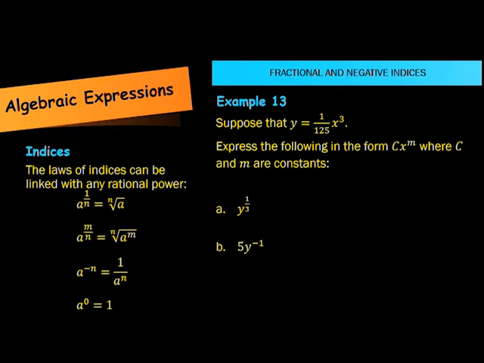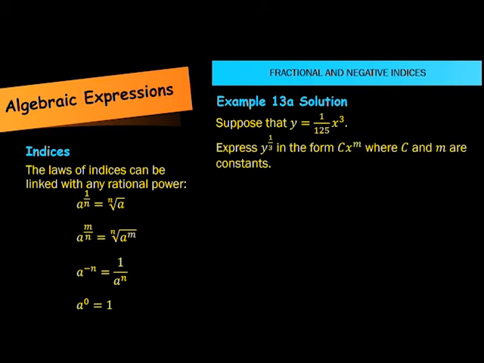So let's examine this example. We have that y equals 1 over 125 times x cubed, and we're required to express y to the power 1 over 3 in the form c times x to the power m, where c and m are constants. Now y to the 1/3 can be rewritten as shown. This gives us the expression on the screen. We've used the law ab to the power n equals a to the power n times b to the power n.